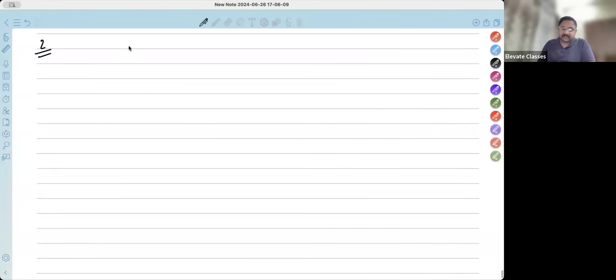Okay, let me draw the second type, which is collector to base biasing. ये कौन सा होता है? Collector to base biasing. Second वाला type कैसे दिखता है? This is VCC. This is RC. Oh, sorry.